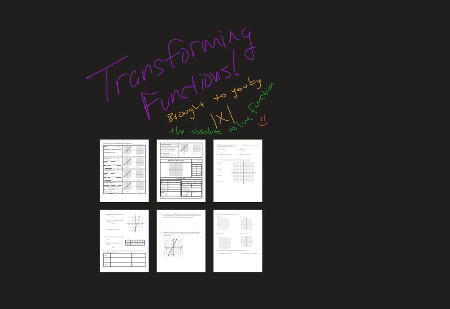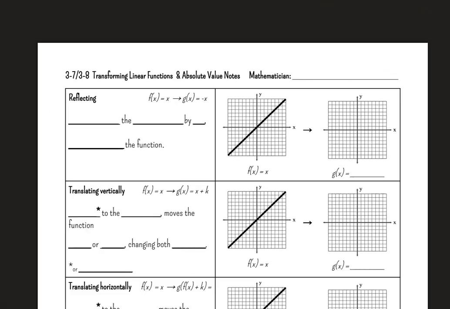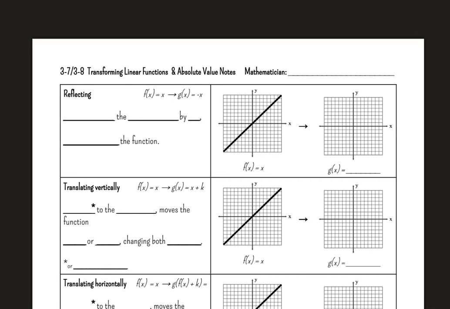Today we talked about transforming functions, and this is brought to you by the absolute value function. So let's actually begin with this idea of if we had just f of x equals x, which is what this is, see, f of x equals x, what would g of x look like if it was negative x? So I think a lot of you know already that it looks like that, right? So what we're getting at is that we are reflecting, okay?